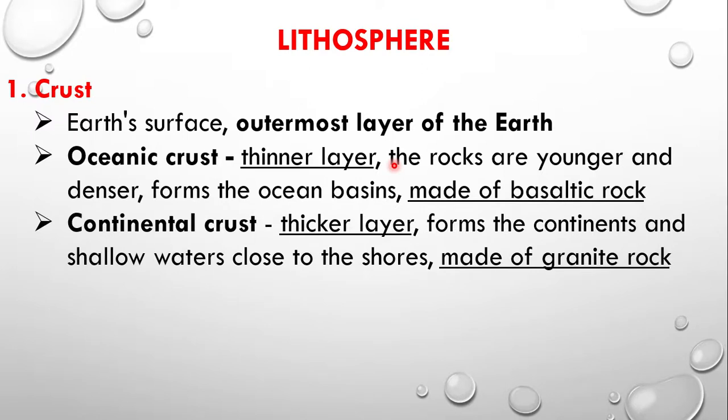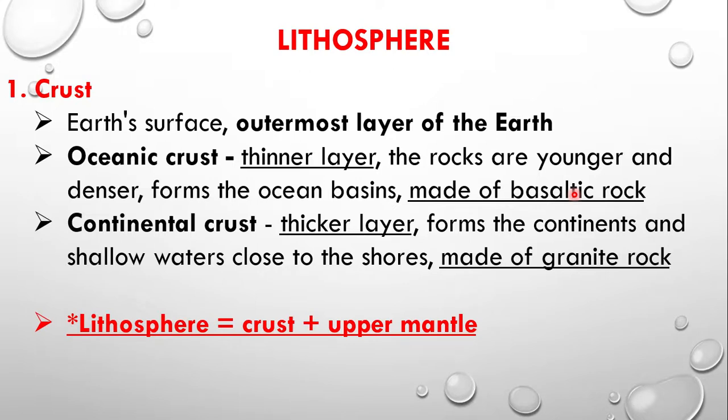The oceanic crust is the crust under the sea, no. It is a thinner layer of crust. The rocks are younger and denser. It forms the ocean basins made of basaltic rock. The continental crust is what we walk on, the land, okay? It is a thicker layer of crust. It forms the continents and shallow waters close to the shores. So it is made up of granite rock, compared to the oceanic crust, which is made up of basaltic rock. Okay? So again, the lithosphere is made up of the crust and the upper mantle.